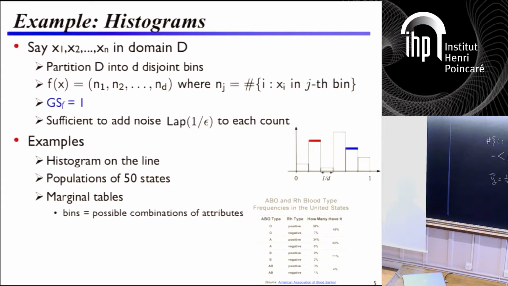Blood type is really like categorical data, so how do you add Laplace noise? The counts. Well, these are the counts, so I'm just looking at the bin counts, so in that sense.